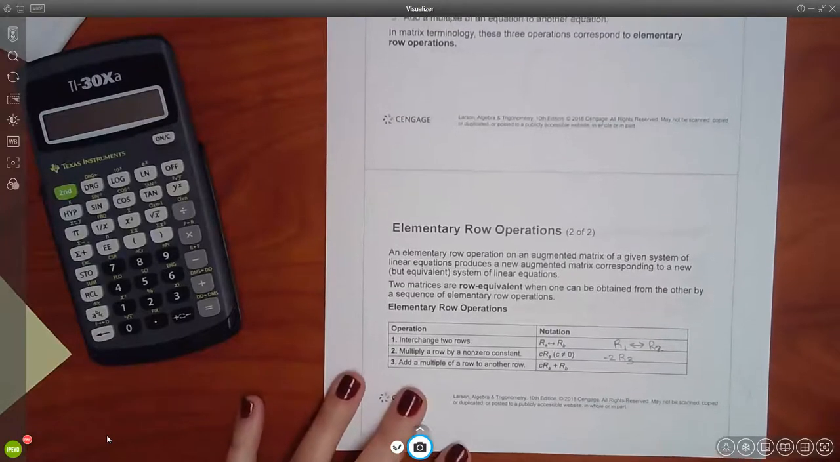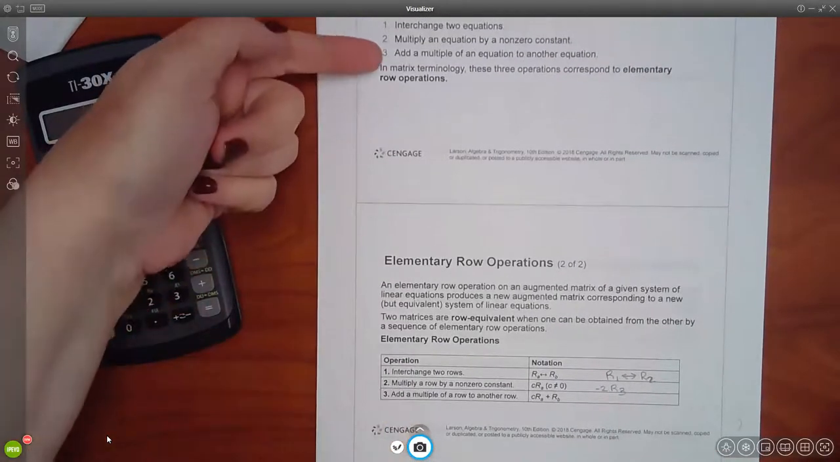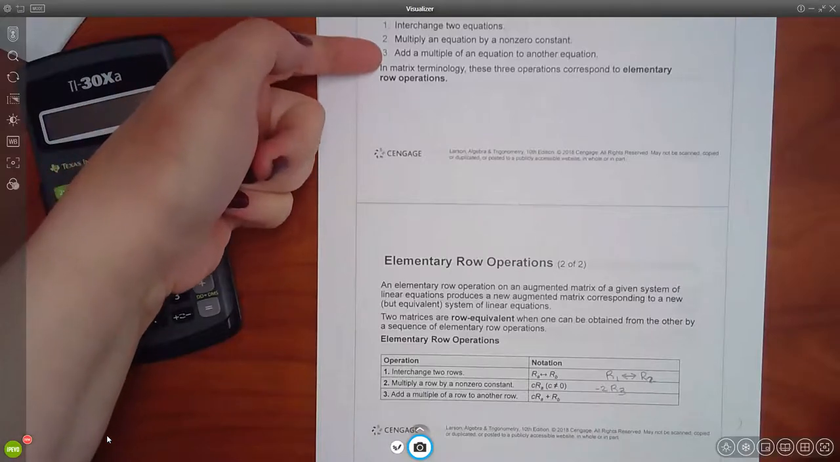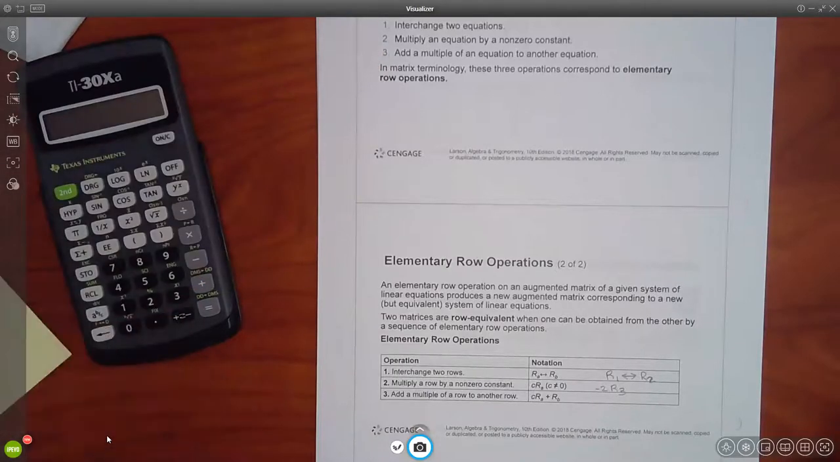It happens. The last thing that we could do for the elimination method was add a multiple of any equation to another equation, okay?